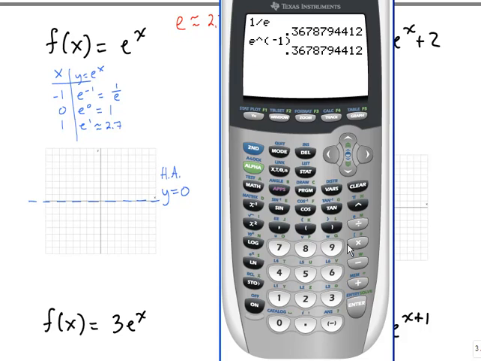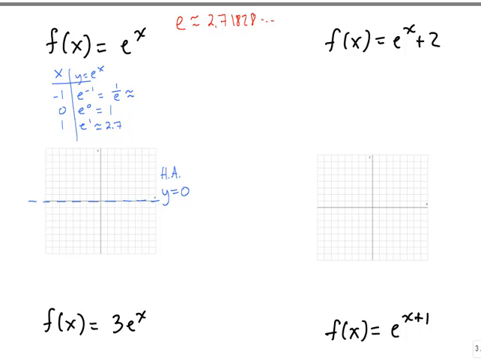Hit enter. So this is about 0.367. So it's close to a third. Okay? That's a good value to kind of memorize. It's 1 over e is about 0.3. So now I'm just going to plot these 3 points.